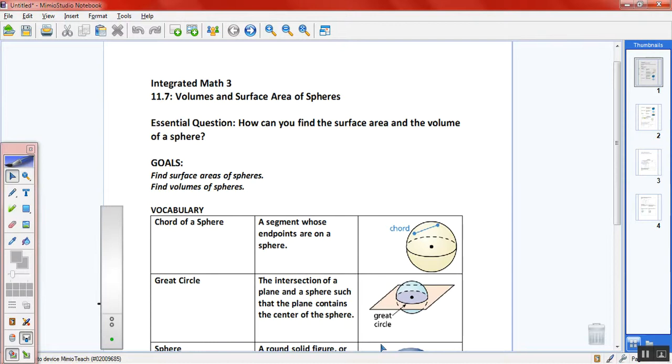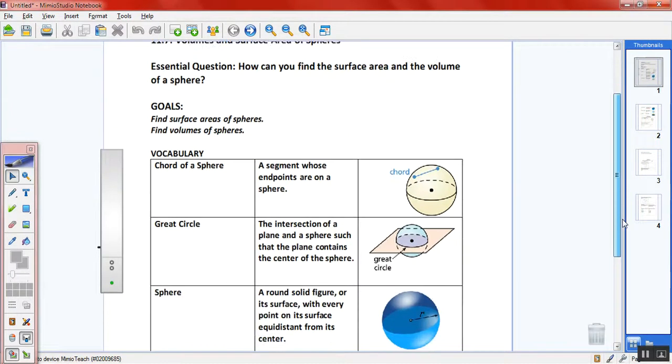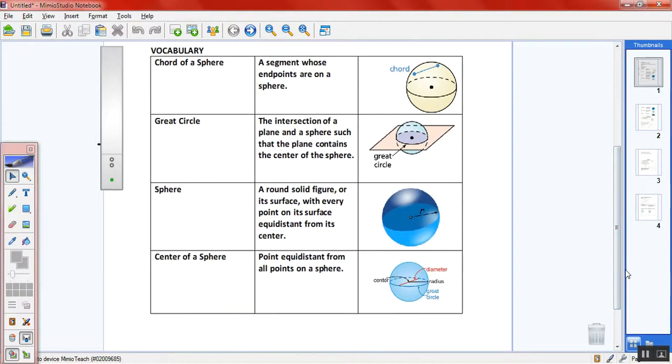Very simple, okay? First of all, we all know what a sphere is, right? It's like a three-dimensional circle, okay? It's just rotated. It's basically a ball, right? So, vocab-wise, pretty simple. First one is a chord of a sphere. Much like a chord of a circle, it's a segment whose endpoints are on a what? Okay, now does this chord go through the center up here in this example? No. Okay? You're going to hear things like great circle.